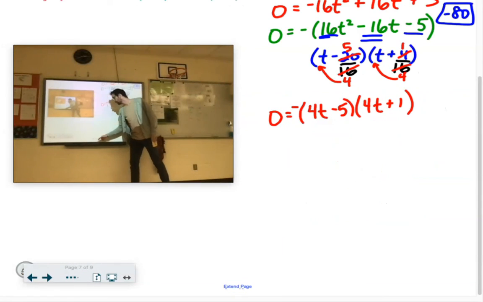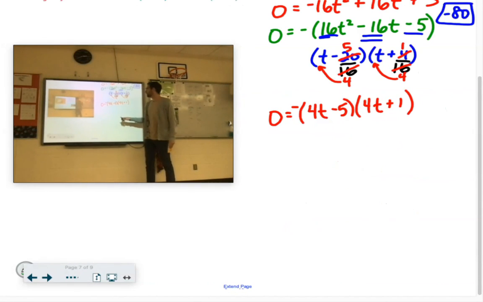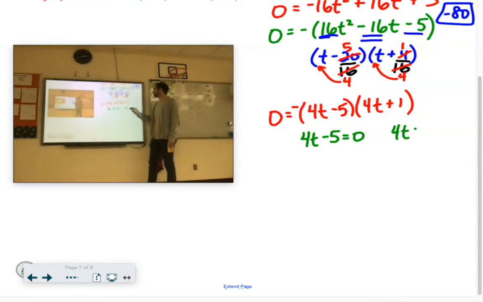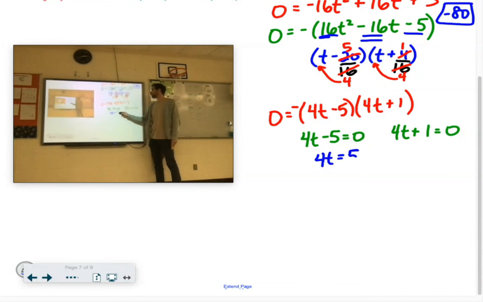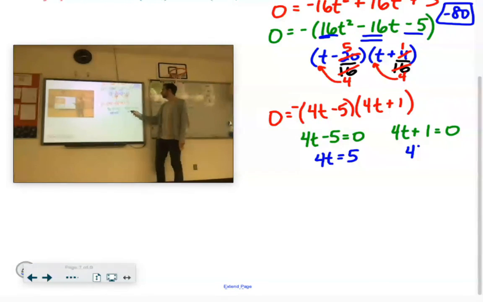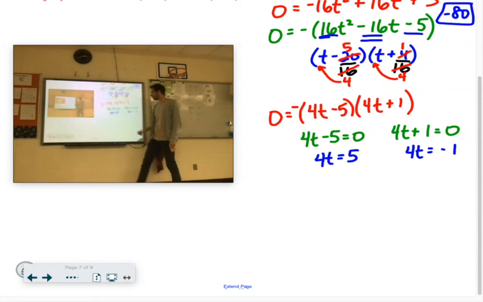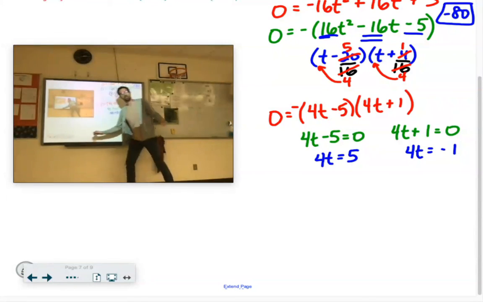Remember, each of these gets its own equation here. So 4t minus 5 equals 0. 4t plus 1 equals 0. We're looking for time. So here we'd add the 5. 4t equals 5. Here we would subtract the 1. 4t equals negative 1. On both of them, we're going to divide by 4.